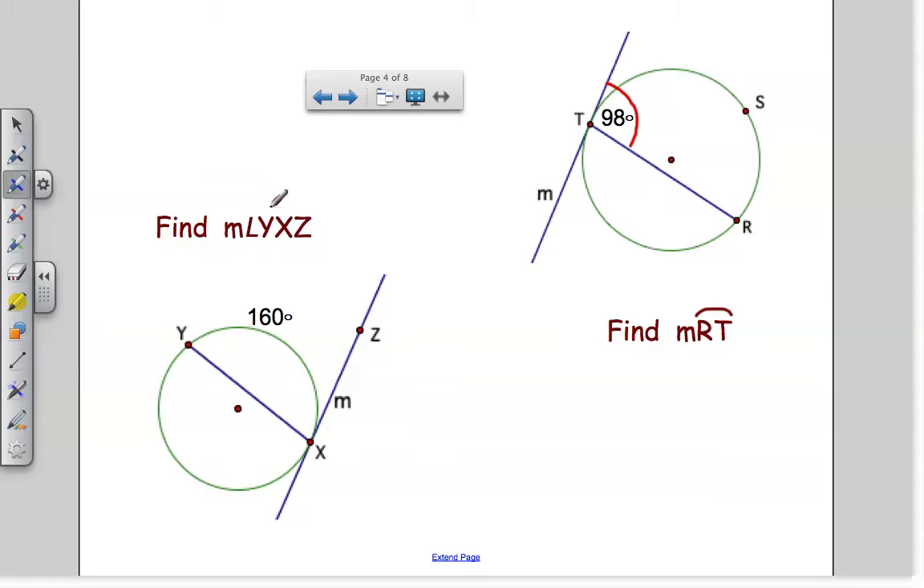Find the measure of angle YXZ, which we're talking about this angle right in here. It's an angle formed by a chord and a tangent, therefore it should be half of the intercepted arc. In this one, I want you to find the measure of arc RT. A little bit trickier here.